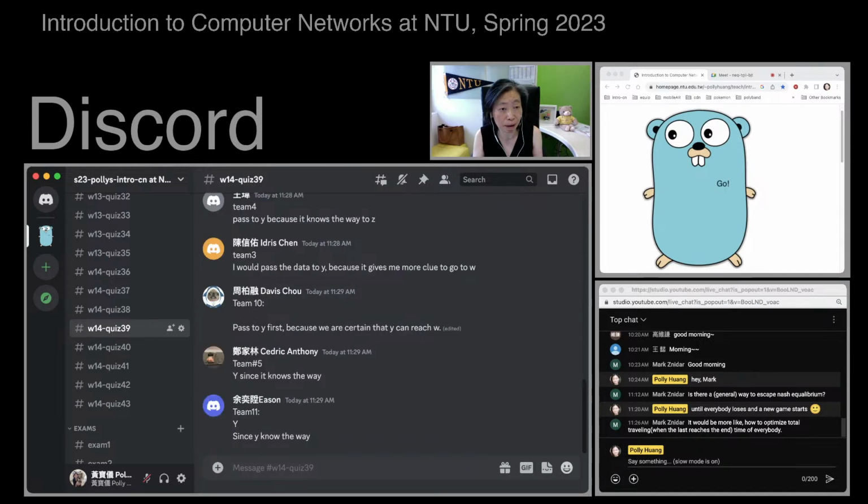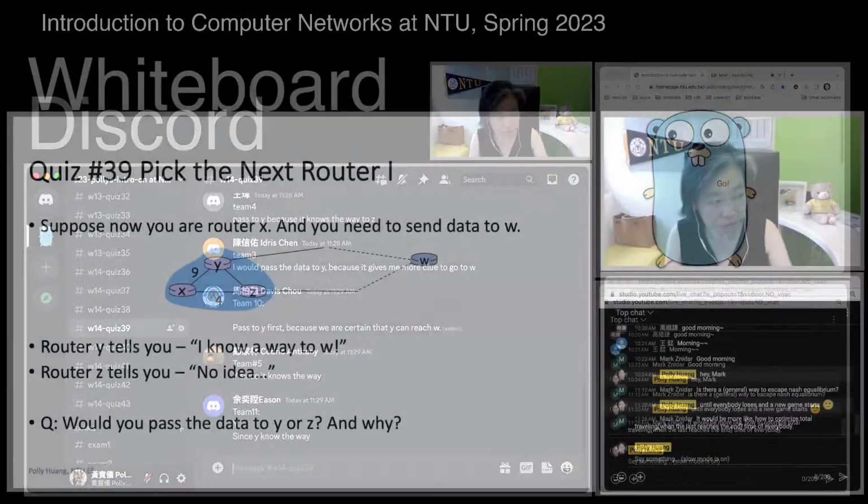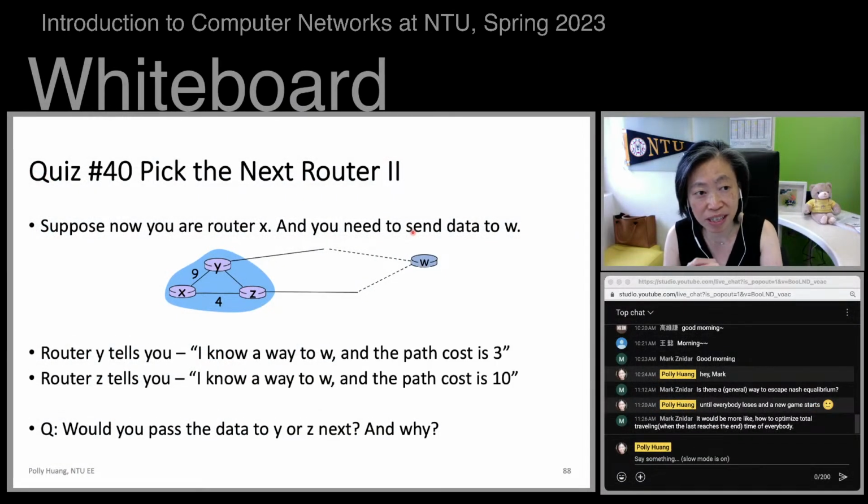How do you learn about everything in the world? You rely on what other people are sharing. So if Y and Z are honest and clear in what they're saying, obviously Y is the best choice. Good. Now let's move on to the next quiz.